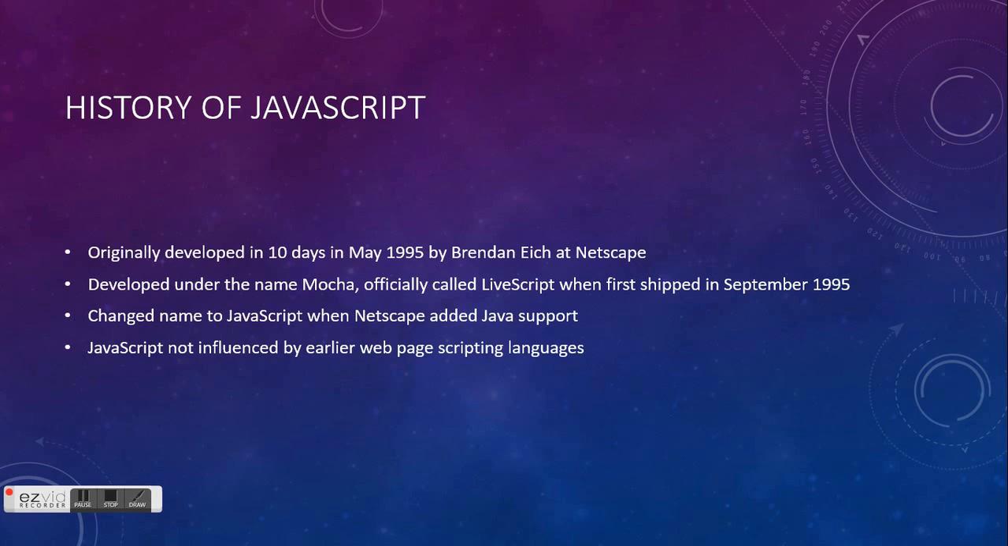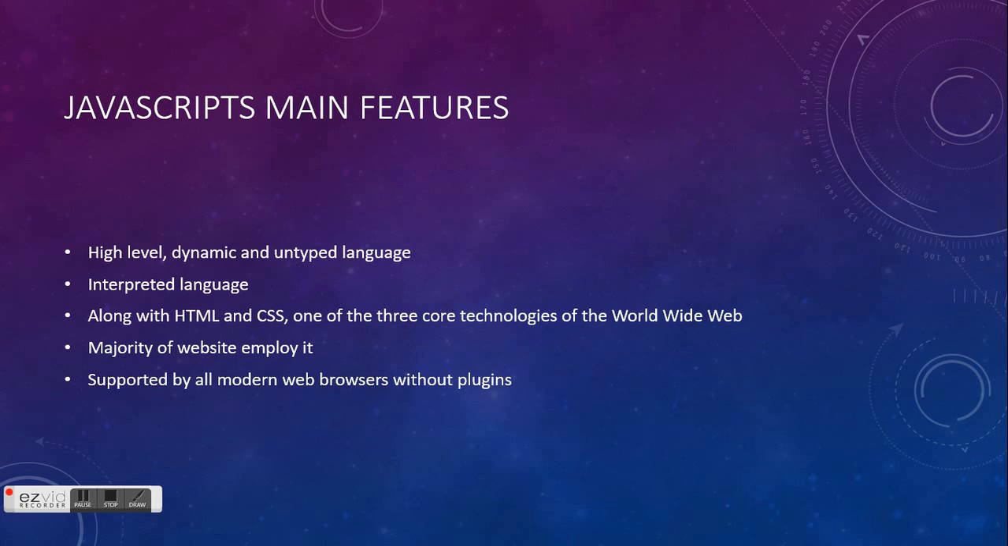The history of JavaScript. It was originally developed in 10 days in May of 1995 by Brendan Eich at Netscape. It was developed under the name Mocha, but it was officially called LiveScript when it was first shipped in September of 1995. They changed the name to JavaScript when Netscape added Java support, and JavaScript is not influenced by earlier web page scripting. JavaScript's main features: it's a high-level, dynamic, and untyped language.